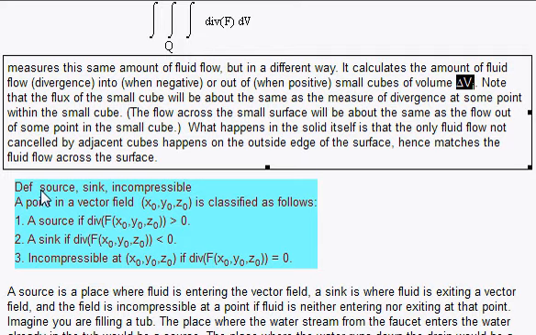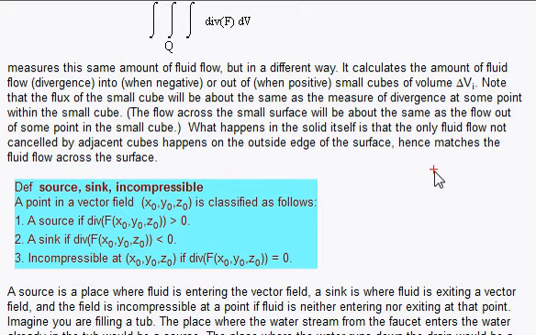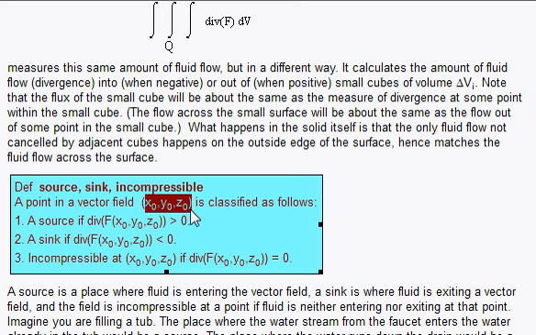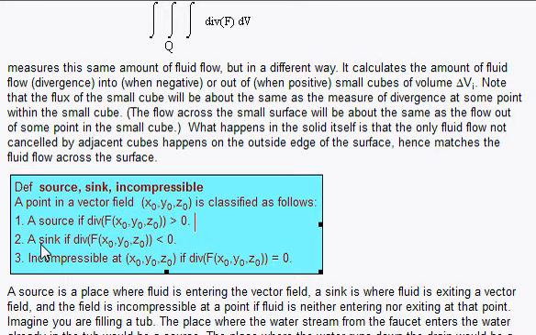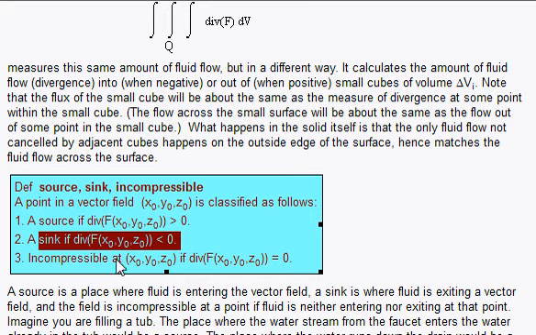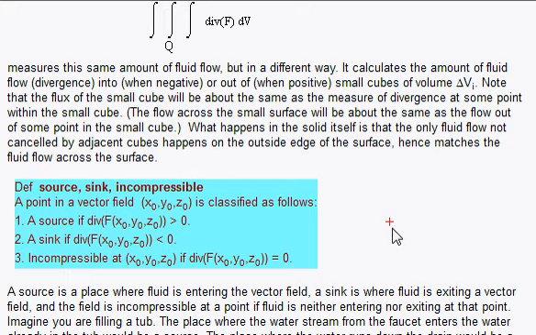So, a few definitions. Definition of source, sink, and incompressible. A point in a vector field, x0, y0, z0, is classified as follows. It's a source if the divergence of the vector field at that point is positive. It's called a sink if the divergence at that point in a vector field is negative. And it's called incompressible at that point if the divergence is equal to zero, like a rock.